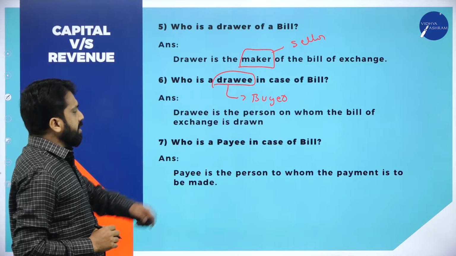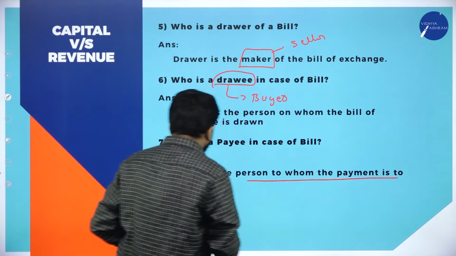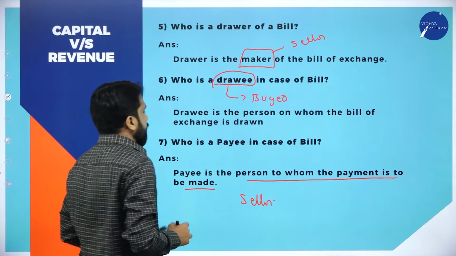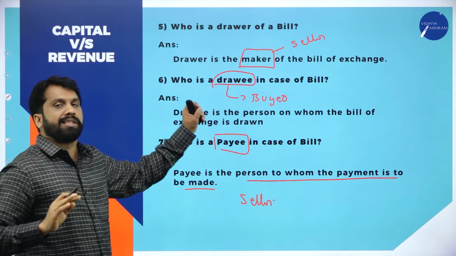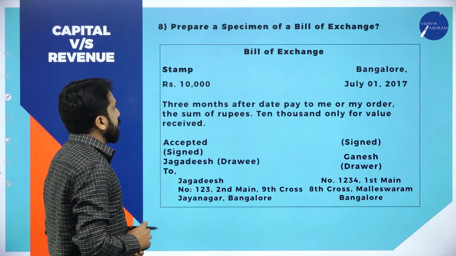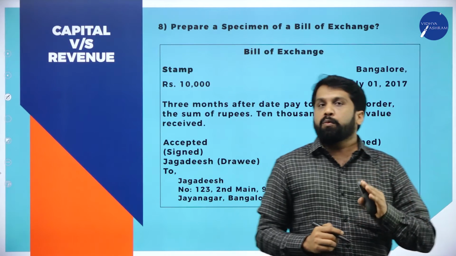Who is a payee in case of the same person? The person to whom payment is to be made. Remember, he is also the seller. Your payee and your maker are both the same. They are called sellers. Now, this will be the format. Remember what I told you.